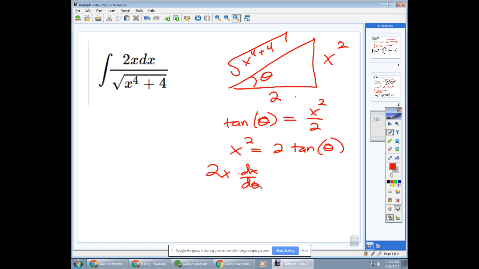I'll show a couple ways. On the other side, I'm taking the derivative with respect to theta. The derivative of the tangent is secant squared. So I'm going to get 2 secant squared theta on that side. So then I have to solve for dx, right? So I would say then dx, the 2's are going to divide out, which is kind of nice. And then I'm going to get a secant squared of theta divided by x d theta. Problem, there's an x over there.